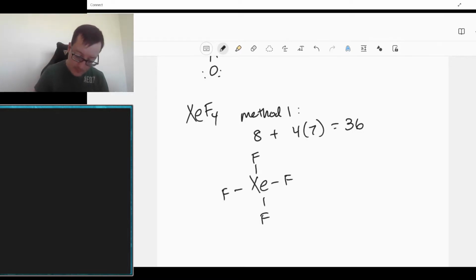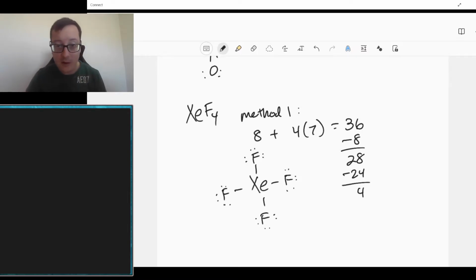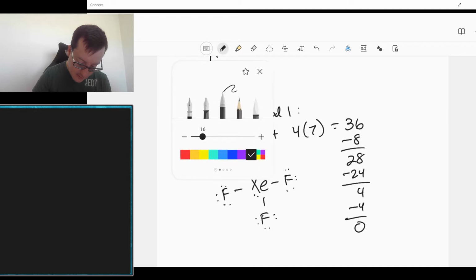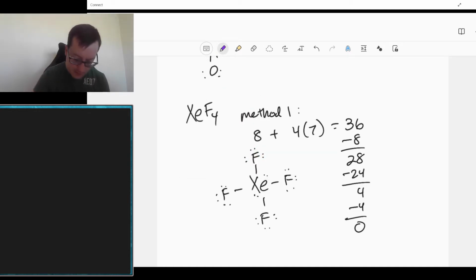So with this, that's 8 electrons. We have 28 left. So 2, 4, 6, 8, 10, 12, 14, 16, 18, 20, 22, 24. 4 more electrons, so we give them to the central atom. So now we have 0. Let's check, does everything have 8 electrons? Remember, we can go above 8 on our central atom, because it's not in period 2, it's in period 5. Everything's got 8.